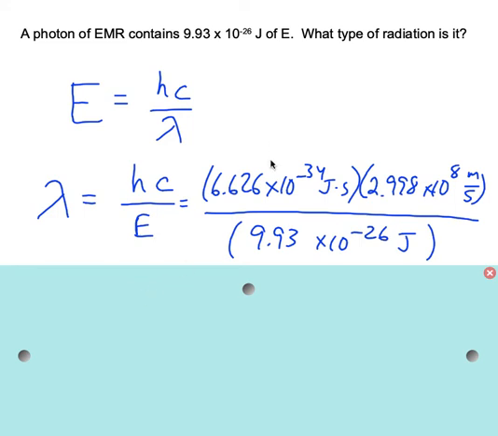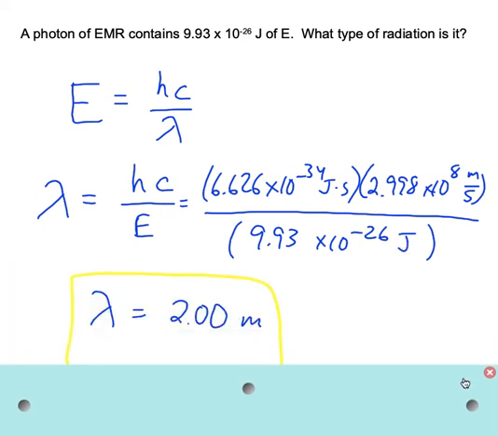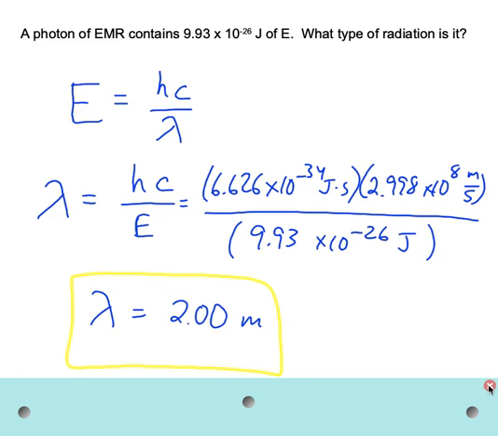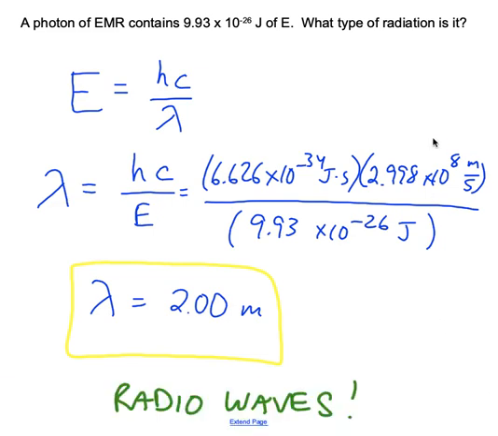Again, I'll plug in my values for Planck's constant and speed, plug in energy in the denominator. Seconds cancel seconds in the numerator, joules in the numerator cancel joules in the denominator. That leaves me with meters. That wavelength is 2.00 meters. How do I identify it? Well, I simply go back to my electromagnetic spectrum and I see that waves with wavelengths on the order of a meter are radio waves. So I'll answer the question by saying these are radio waves.